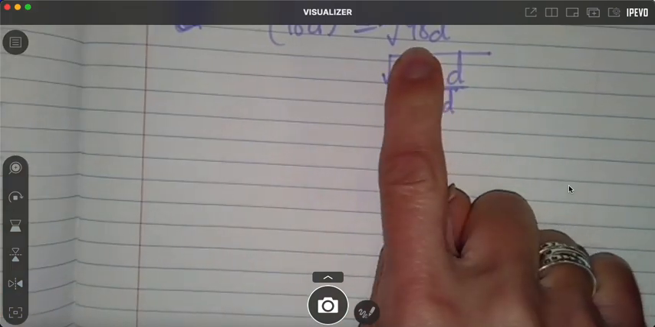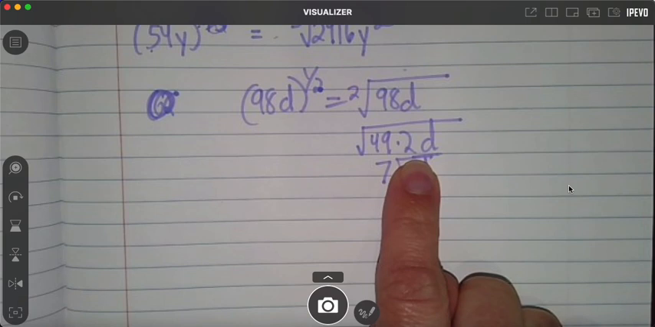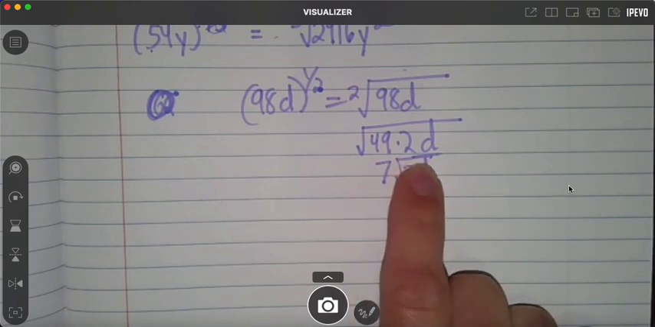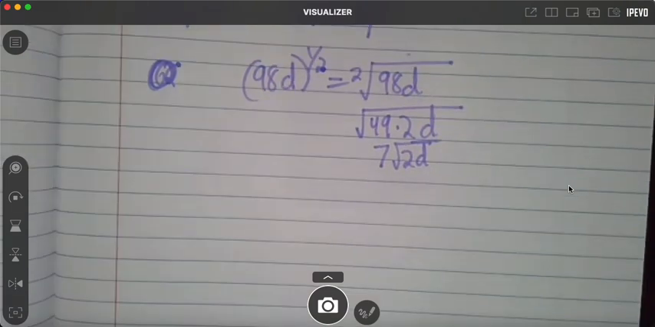So in this case, 49 goes into 98 2 times. What's the square root of 49? 7, and then we still have a 2 left. Okay, I'm not expecting you to completely understand that part today. We'll be practicing that a little bit every day.